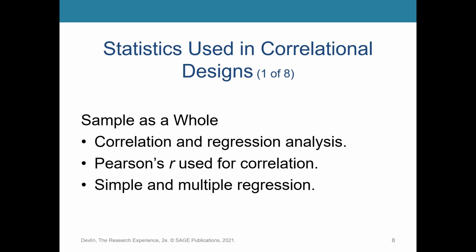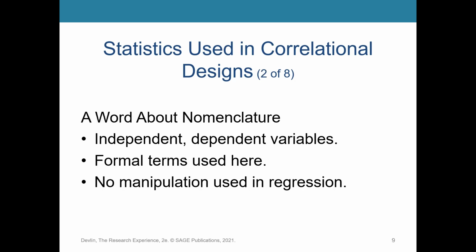So what kind of statistics do we use for correlational designs? Well, we could use Pearson's r for correlation. We could use a simple or multiple regression. A couple of things to keep in mind about how we use different words when we're doing correlational design: we don't use the term independent and dependent variable. We use predictor and criterion variable, respectively.